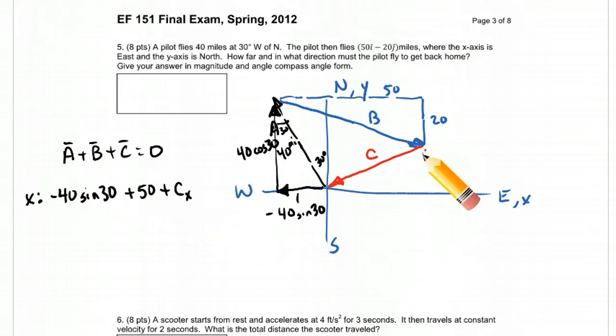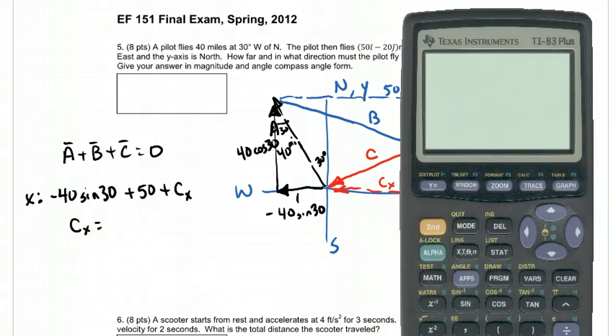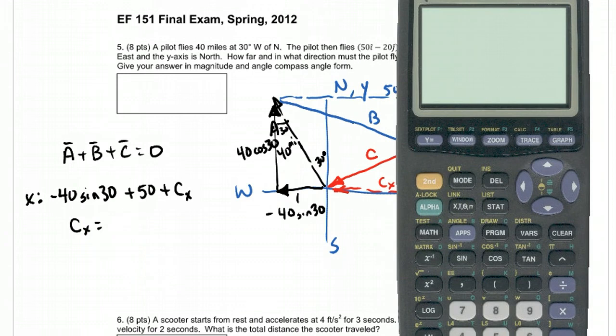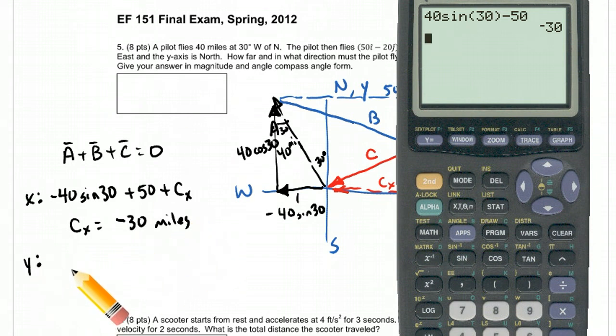If I draw it in red, I know it's going to be downward for y, and to the left for x, c sub x and c sub y. Okay, solving that, go ahead and do it here. Looks like it's going to be 40 sine 30 minus 50, or minus 30, and that would be units of miles.